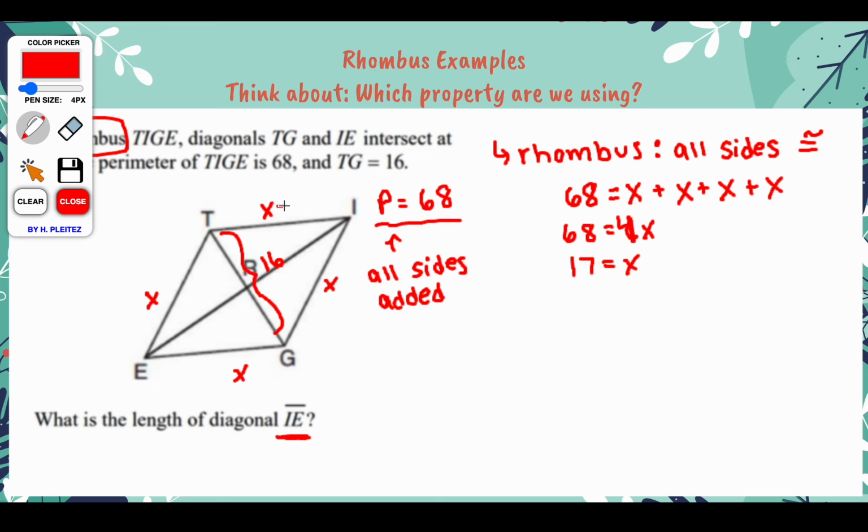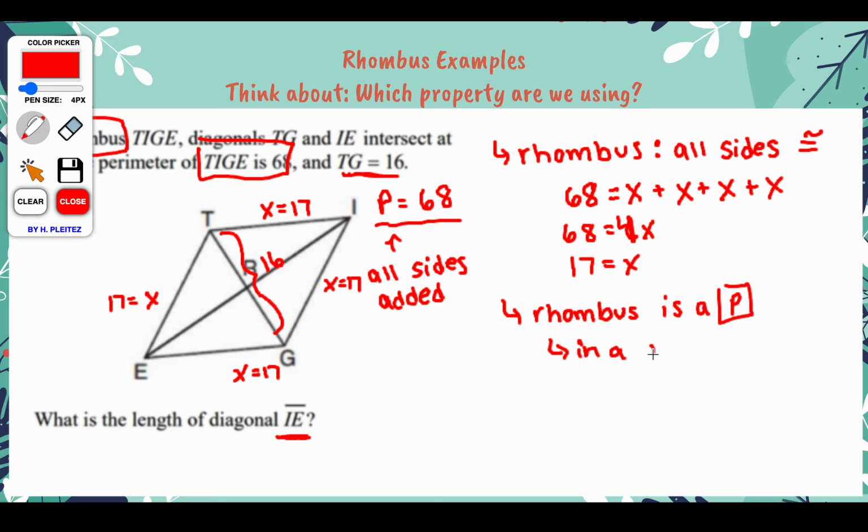Now again, I'm going to go in my diagram and label this so that I have a better understanding of the information we have versus the information that we still need. So I know each of my sides is 17. And now let's see what I can do. We've already dealt with this part of the given. Now let's see if we can do anything with that TG equals 16, right? So I know that a rhombus is also a parallelogram. And in a parallelogram, diagonals bisect each other.